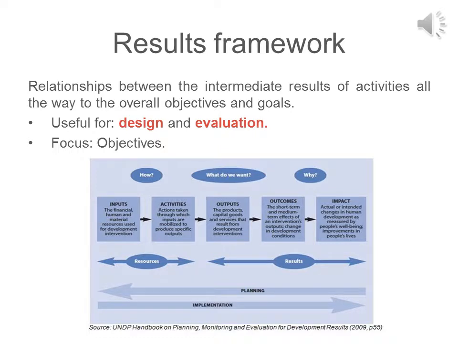The second approach we will examine is results framework. Results frameworks, sometimes called strategic frameworks, illustrate the direct relationships between the intermediate results of activities all the way to the overall objectives and goals. In other words, they analyze the relationship between programs' objectives and outline how each of the outputs and outcomes relates to and facilitates the achievement of each objective, and how objectives relate to each other and the ultimate goal. The picture you see in this slide helps to understand the focus of results frameworks.